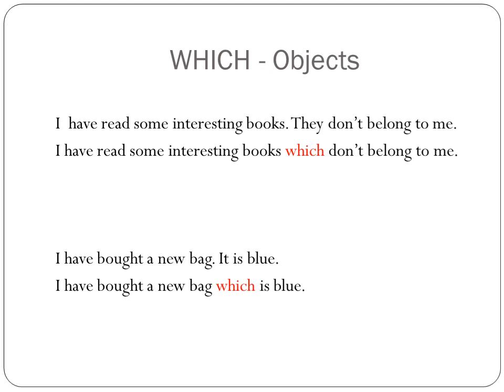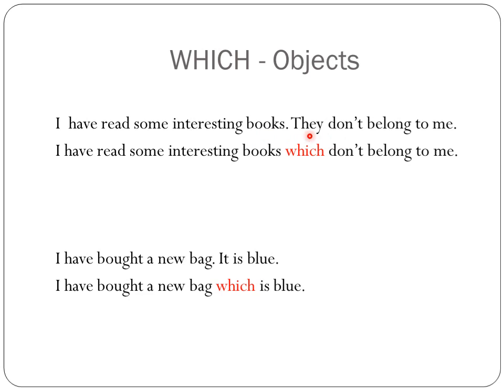The next slide refers to which. Guys, who substitutes people, and which substitutes objects. Take a look at the first example. I have read some interesting books. They don't belong to me. Again, which element is repeated in the first and in the second sentence? We have books. Books appear in the first and in the second sentence.